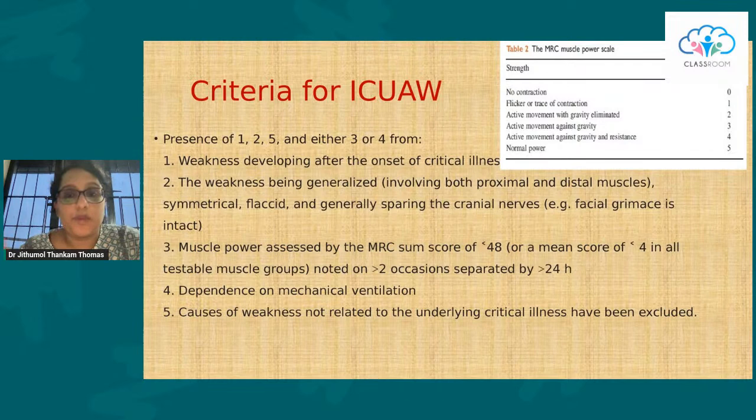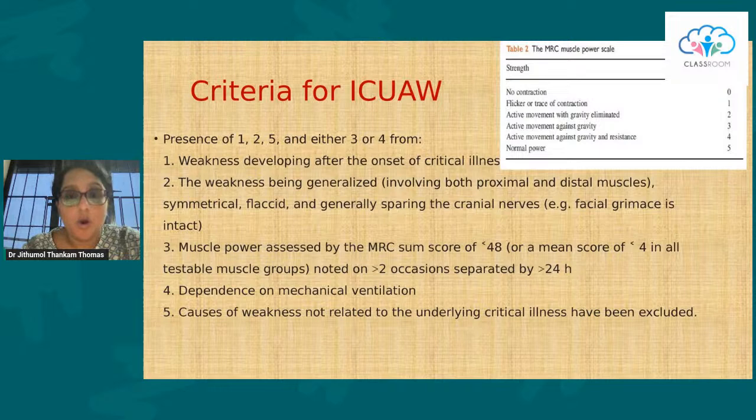So the total score tends to be 60. If this patient has an MRC sum score which is less than 48 out of 60, or if you take each muscle group, the mean score is less than 4, and if you notice this weakness on more than 2 occasions, separated by more than 24 hours, it is likely that the patient, along with the other criteria, has an ICU acquired weakness.